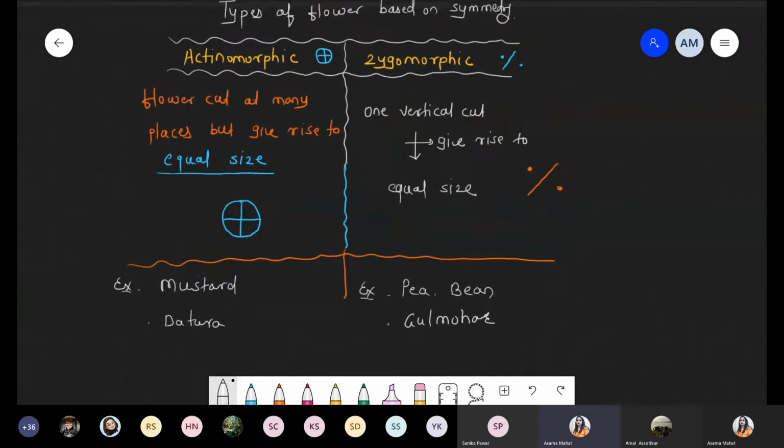Okay, done. Yeah. Second example is gulmohar, and the third example is cassia.